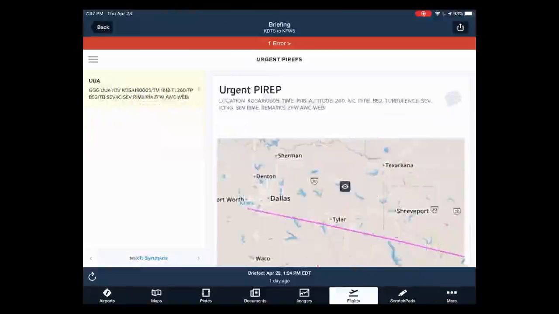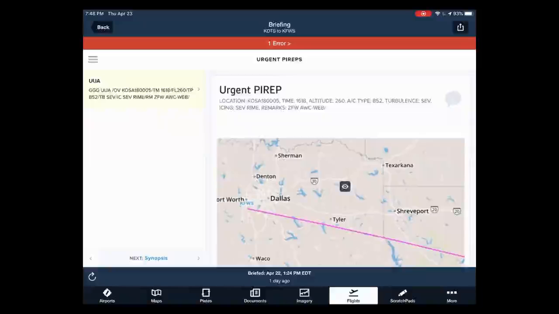We can even see that there was an urgent pilot report. So urgent pilot reports are released to us as an adverse condition weather product. In this case, we've got a situation where an aircraft reported some kind of qualifier. Usually that's going to be one of two things. It's going to be severe turbulence or severe icing. In this case, we've got both.